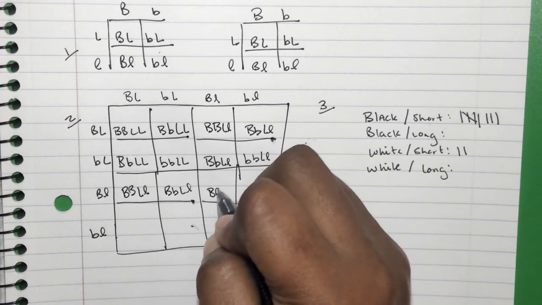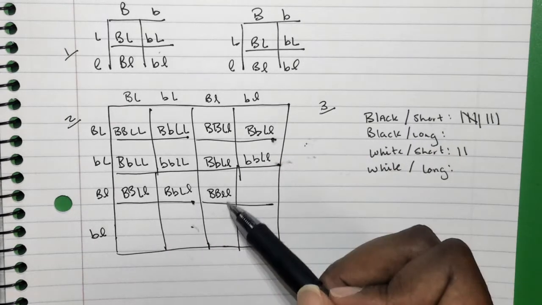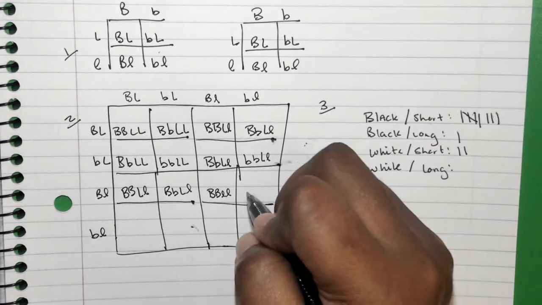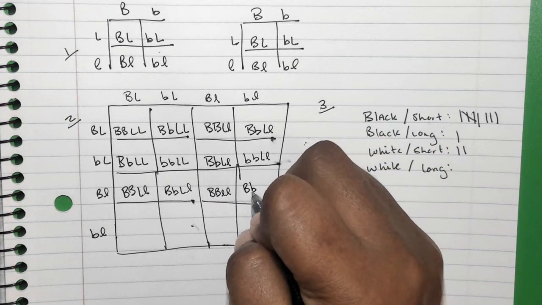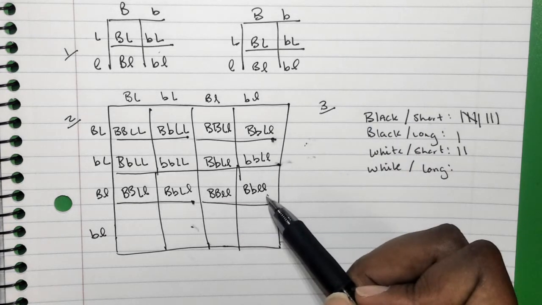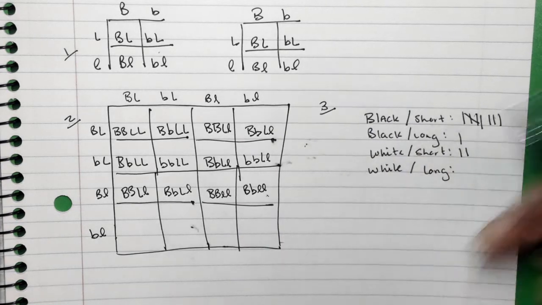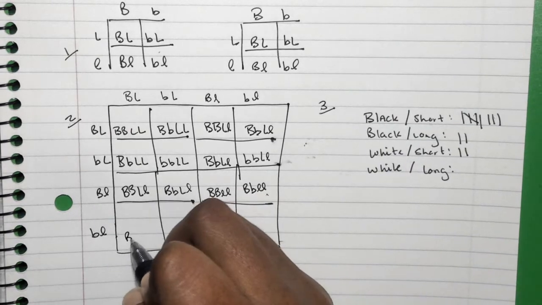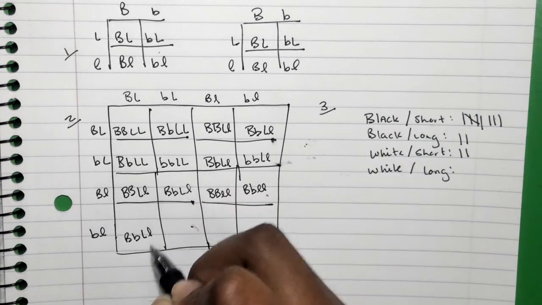Next one is big B, little L, little L. What do you say about that one? Black and long. Okay, big B, little L, little L. What do you say about that? Black and long. Okay, big B, big L, little L. What do you say about that guy?